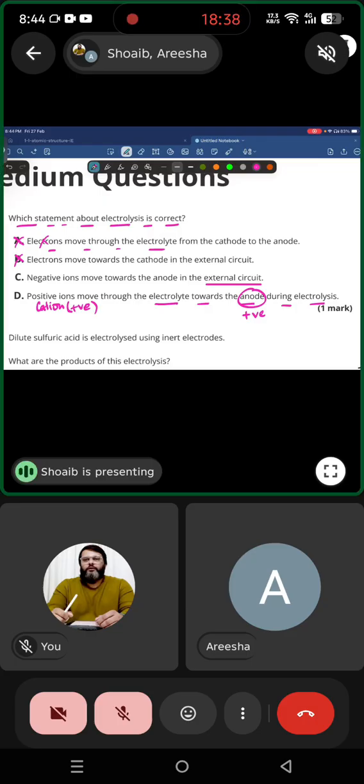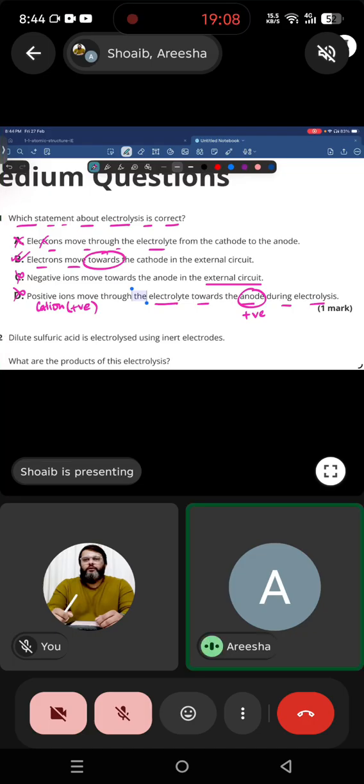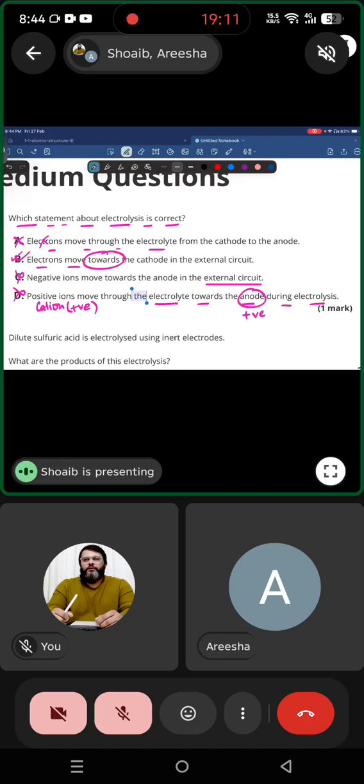Electrons move towards the cathode. Do the electrons move towards the cathode in the external circuit? Obviously, this is a sentence structure. Electrons move towards the cathode. This one is the correct answer here. So the electrons are moving in the external circuit and they move towards the cathode.